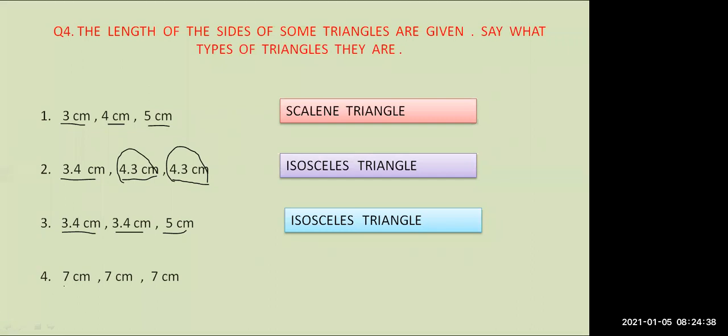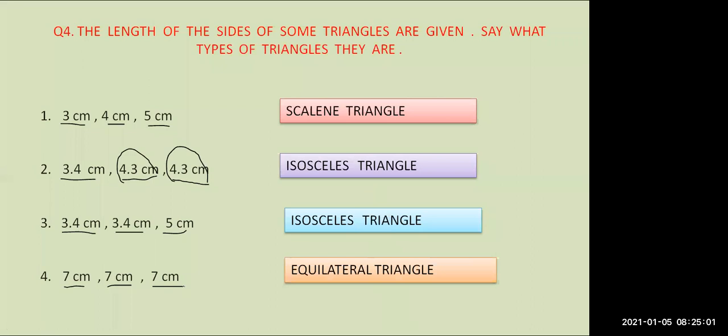Very nice. Now observe the fourth, last question. 7 centimeter, 7 centimeter, 7 centimeter. Equilateral triangle. Very good, Chandni. Very nice, Prachi. It is an equilateral triangle because all its sides are equal. 7, 7, 7. It is an equilateral triangle.